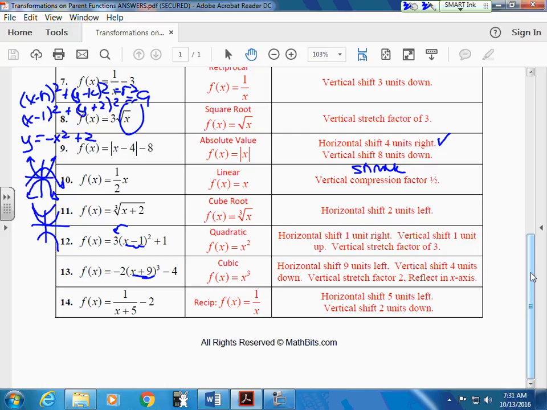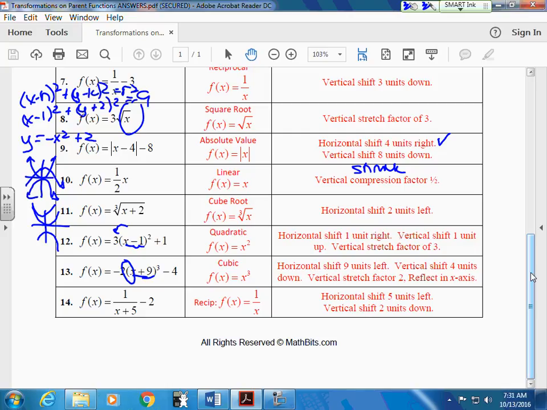Anytime you have the parentheses there, it's going the opposite way because of that formula. So now you come out, do the 2 first. What does the 2 do? Vertical stretch. What does the negative do? Reflection where? Reflection in the x-axis. Then you come out. What does the -4 do? Vertical shift down 4 units.